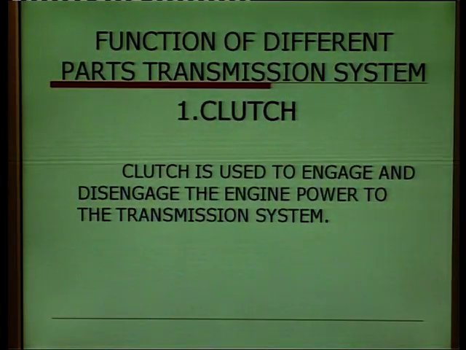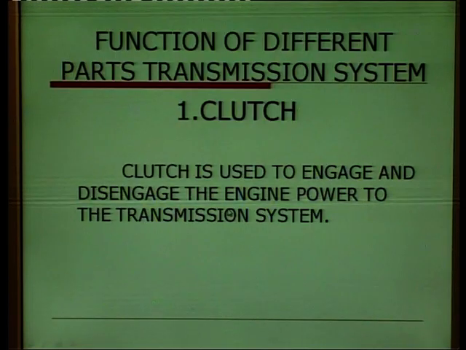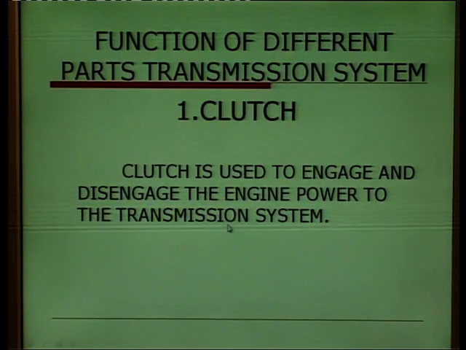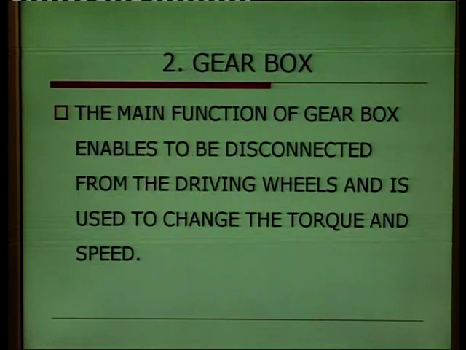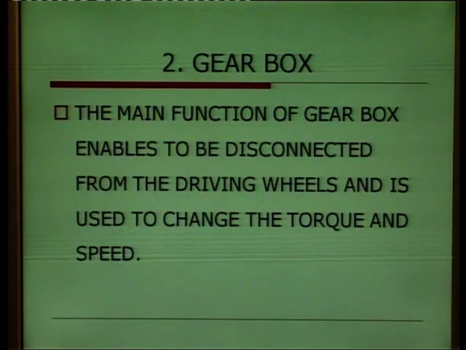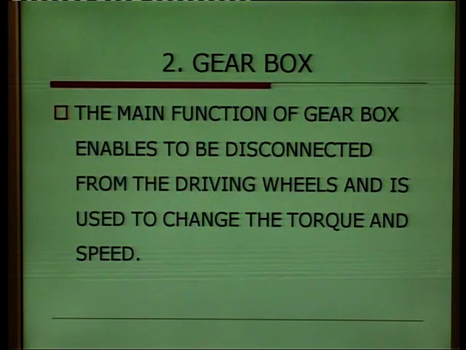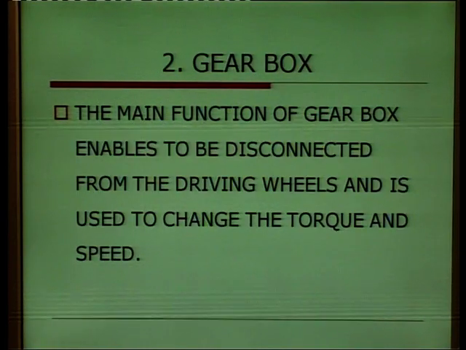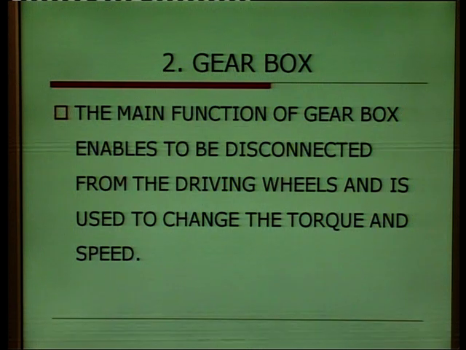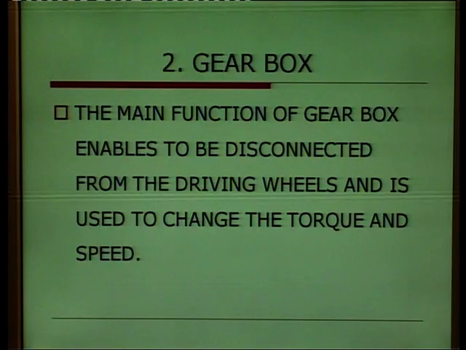I explain the function of these parts. Number 1, clutch. Clutch is used to engage and disengage the engine power to the transmission system. Then next is gearbox. The gearbox enables the engine to be disconnected from the driving wheels and is used to change the torque and speed.